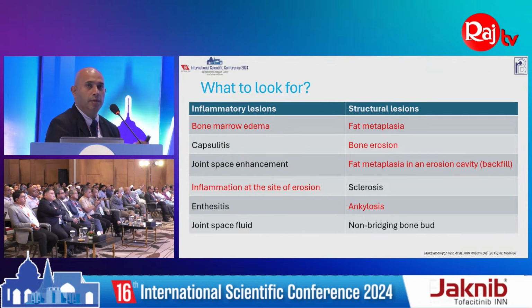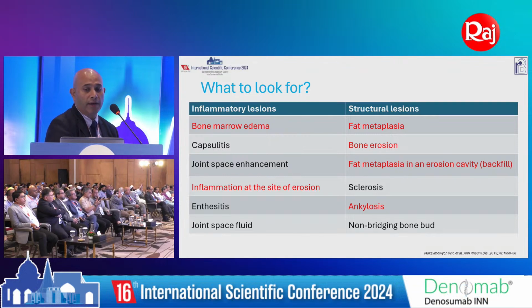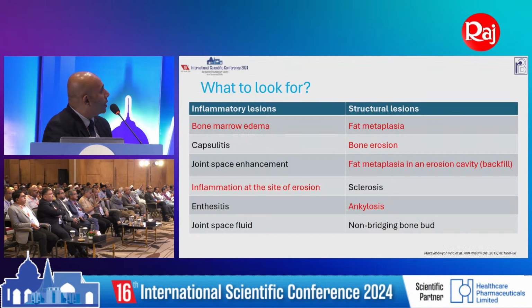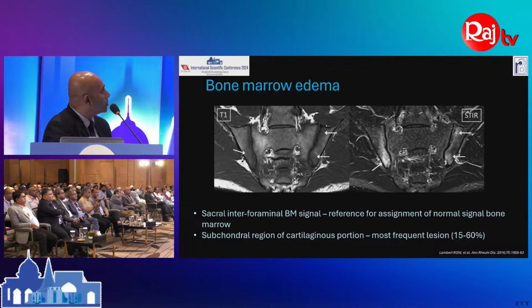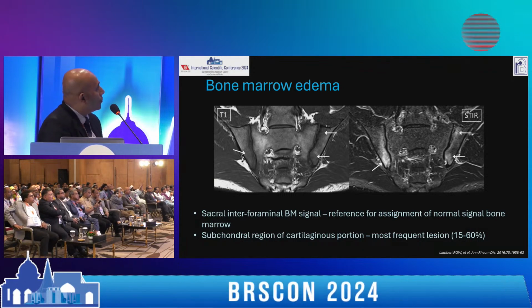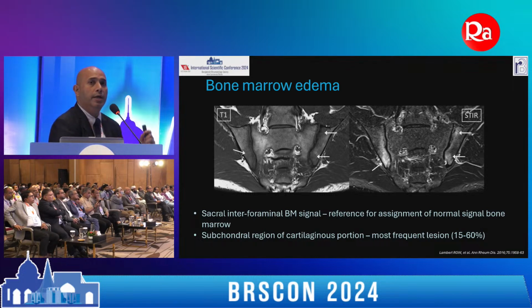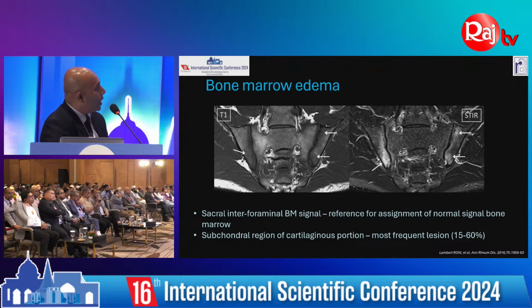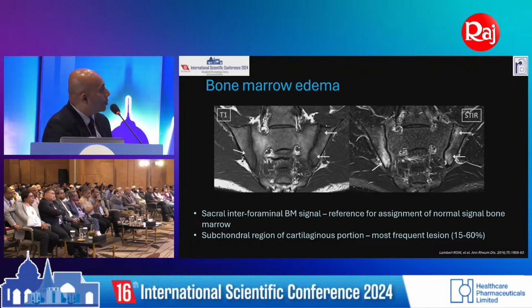We have fat metaplasia, bone erosions, fat metaplasia in erosion cavity, which is also called backfill, and of course ankylosis. Jumping to slides, this is bone marrow edema. Whenever you read an MRI, you need to have T1 and T2 sequences together, and we look at both because both are comparable and complementary to each other.